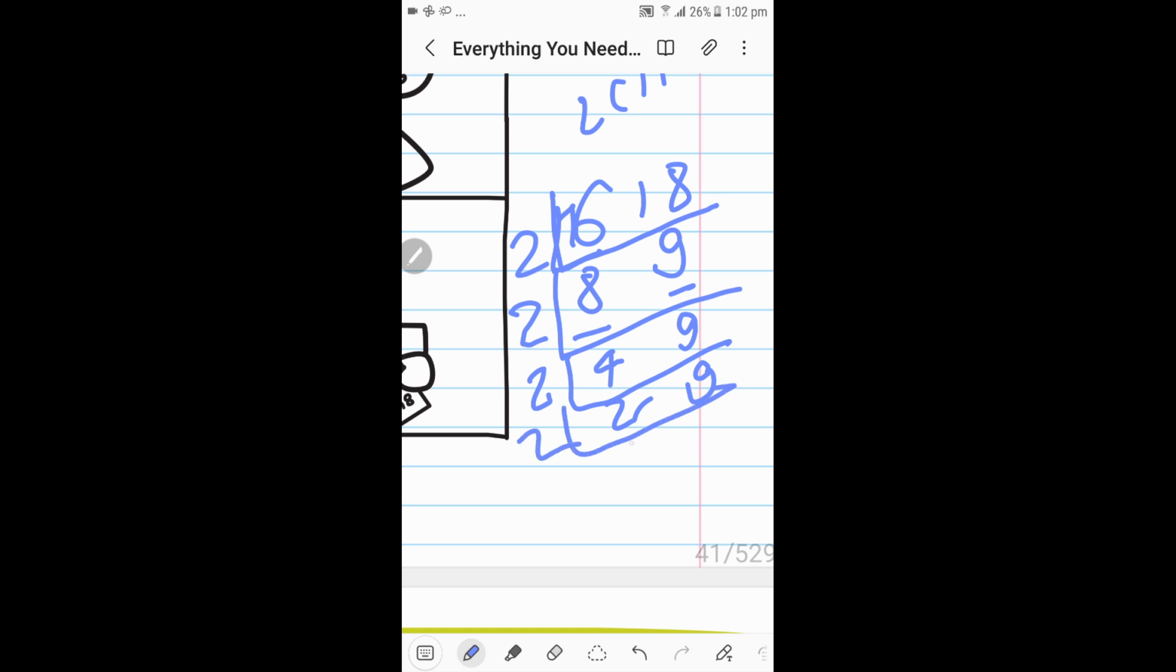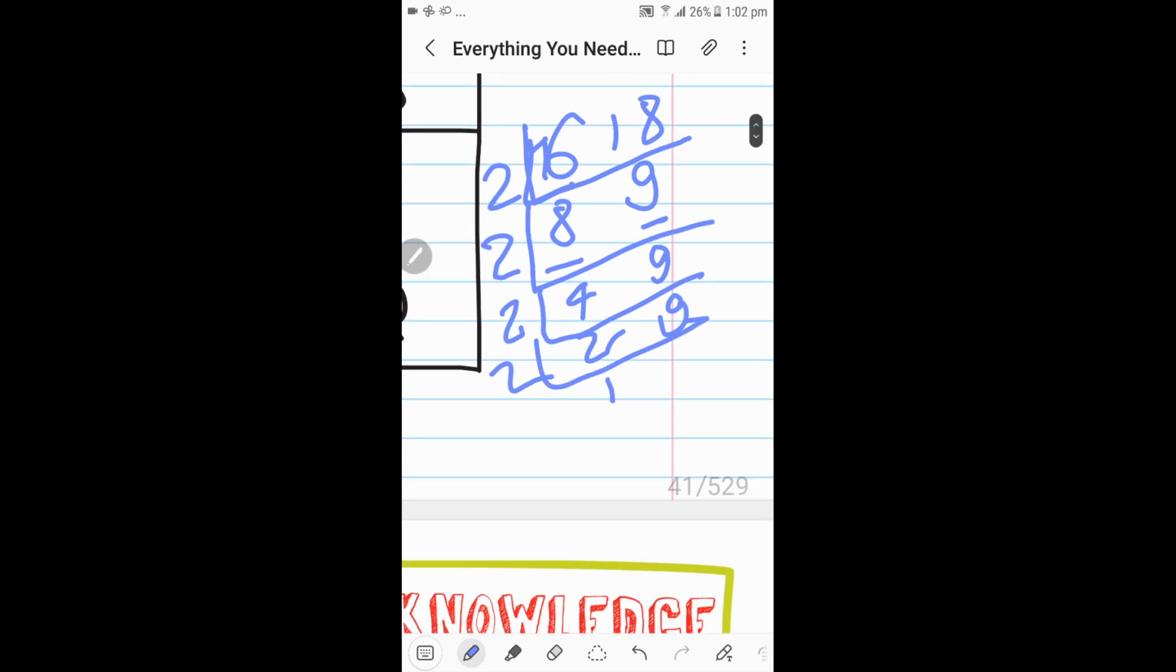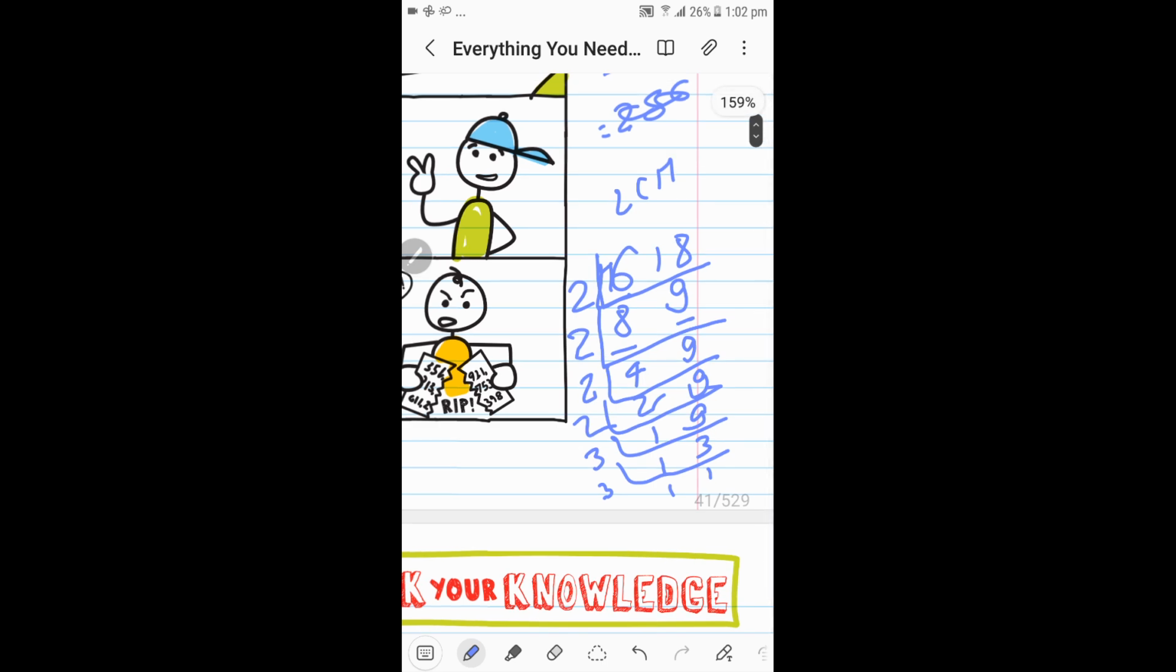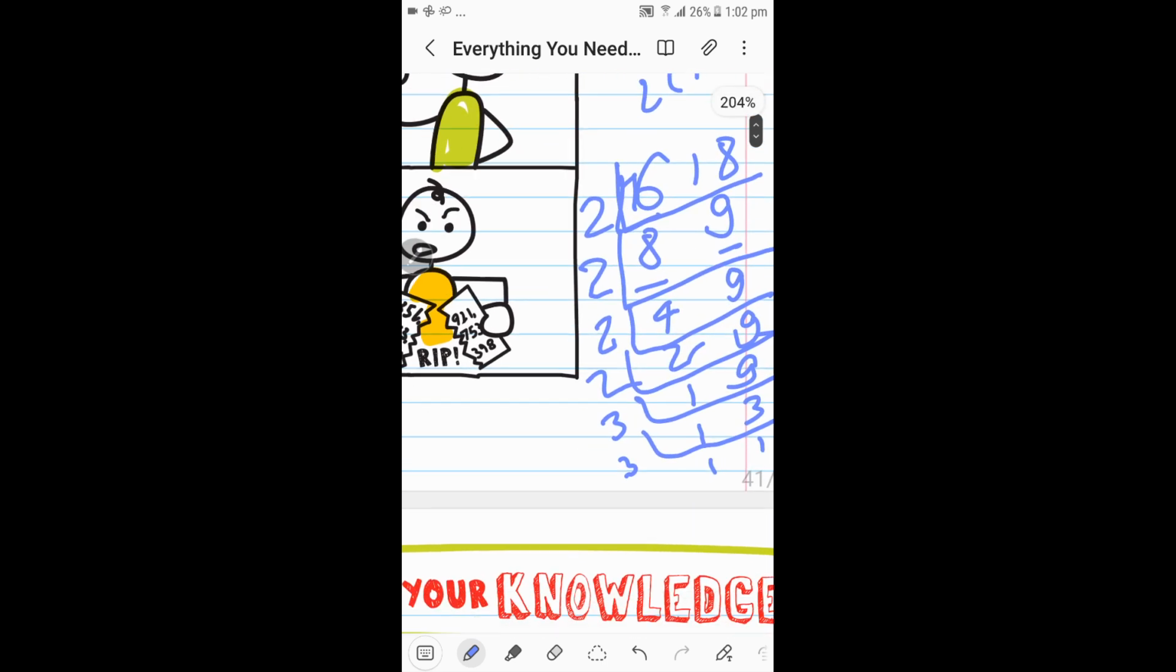2 1s are 2. Now we cannot divide 2 by 1, then we'll use 3. So 3 3s are 9, and 3 1s are 3. So this is our LCM, this is our answer. So what do we do now?